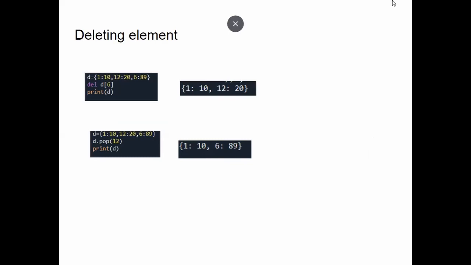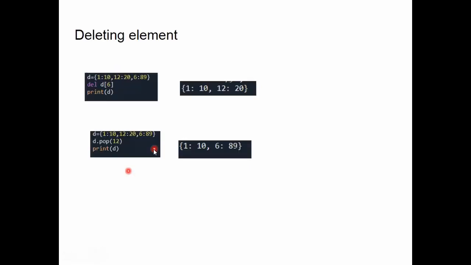The next function is deleting an element. The same function that we have used in set and tuple, del d of 6, deletes by using the key number. Or we can use the pop function also. If we use d dot pop 12, that key-value pair of 12 will be deleted. So it is going to support all the inbuilt functions which are present in list, tuple, and set.